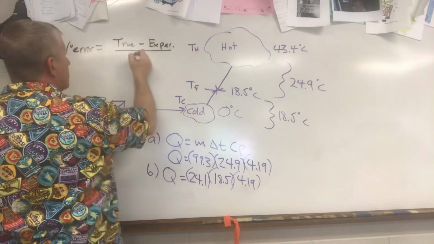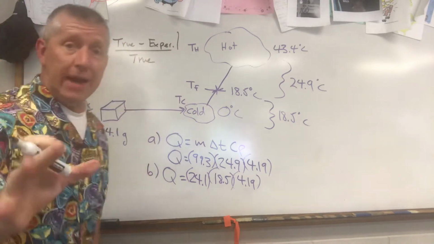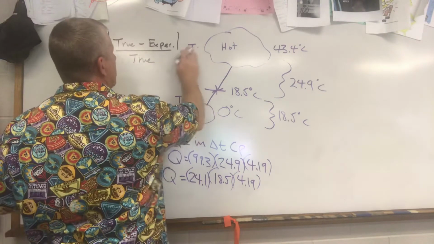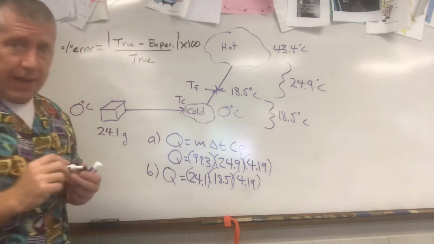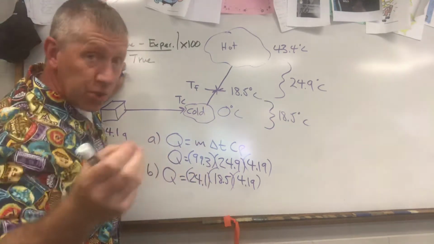Then we divide by the true value, take an absolute value, meaning if you get a negative up here, you ignore it. And then to get anything into a percent, you multiply by 100. That's how we get our percent error. Now, sometimes the true value is called the theoretical value or the actual value.